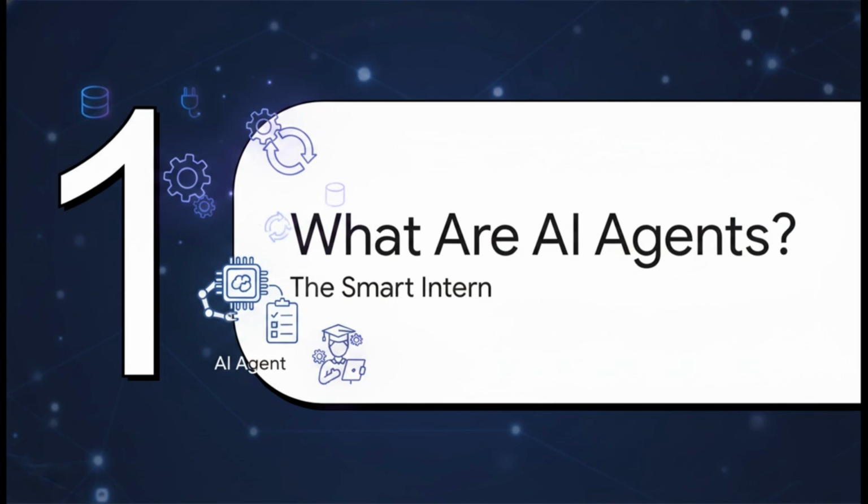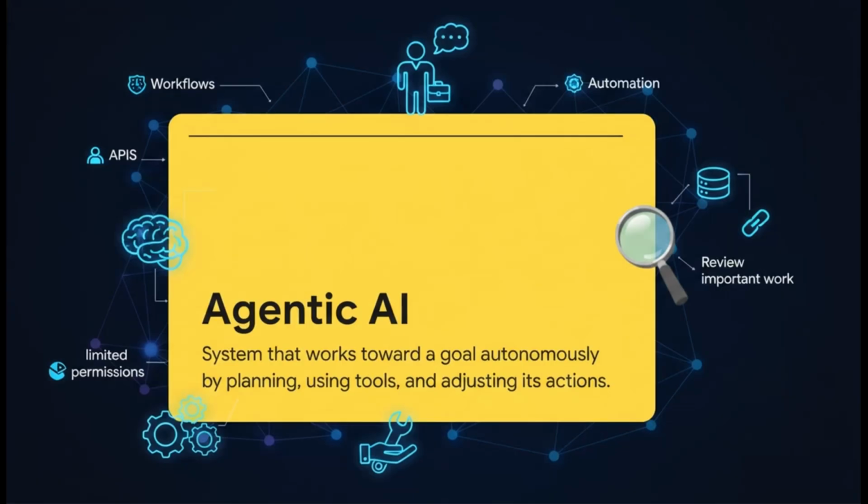What are AI agents? The smart intern. To really grasp agentic AI, I want you to think of a super relatable metaphor, the smart intern. By definition, agentic AI is a system that works toward a goal with a certain level of autonomy. It plans, it uses tools, and it adjusts its actions on the fly. It's exactly like having a brilliant intern on their very first day. They're super capable, they can figure things out, and they know how to use the company's software. But you wouldn't just hand a brand new intern the keys to the company bank account, right? No way. You give them clear instructions, you set limited permissions, and you review their important work. That is exactly how we need to approach these AI agents.